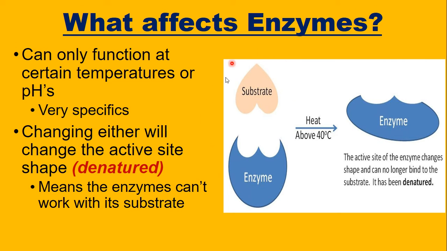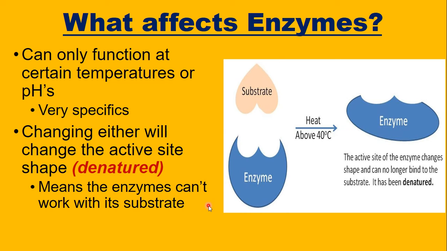So we have here in this picture, here's an enzyme, here's a substrate. They fit together perfectly in their current condition. Now, if this enzyme is heated above 40 degrees Celsius, what happens is its active site and its shape gets changed. And when that happens, we call that denatured. And so the substrate can no longer bind at the active site of this enzyme because it doesn't fit perfectly. And so that means the enzyme will stop working.